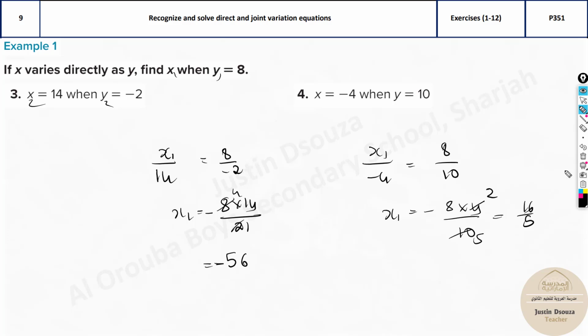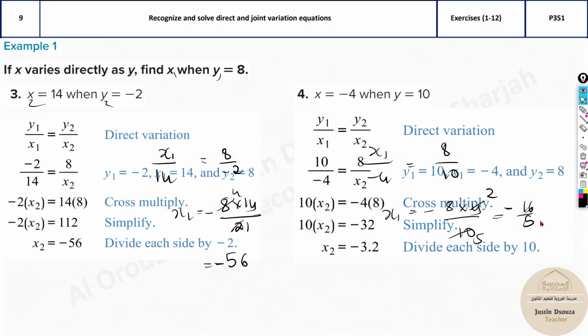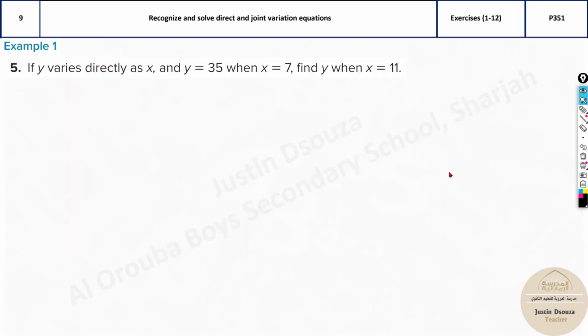This is the answer. Now again, I forgot the negative sign. Okay, so it'll be 3.2 as the answer, or you can directly write it as fractions. 3.2 because it'll be 3 and 1 by 5, which is 0.2. So this is the answer, negative and negative. I hope this is clear. So that's about the direct variation.